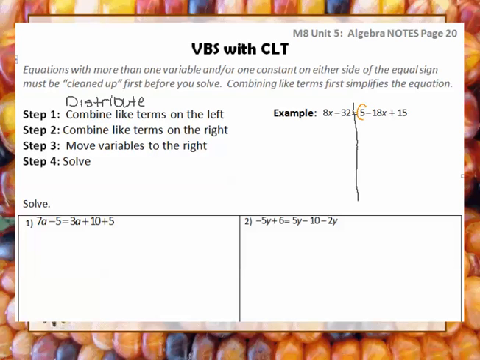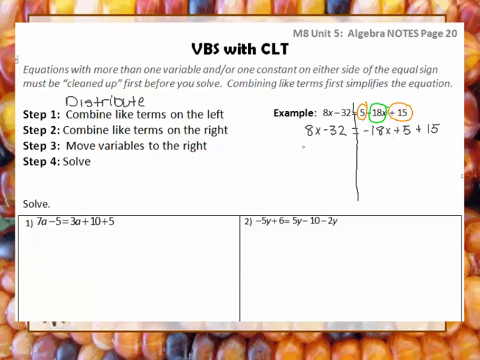I have this constant of 5, a constant of positive 15, and a negative 18x. So all I'm going to do is rewrite that problem. So I'm going to recopy this side. 8x minus 32 is equal to, and I'm going to rewrite this in the right order, so I'm going to put my letters first, negative 18x plus 5 plus 15. That's all we did. We just put the combining like terms on the other side of the equation.